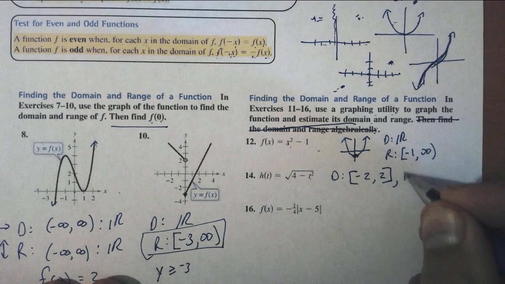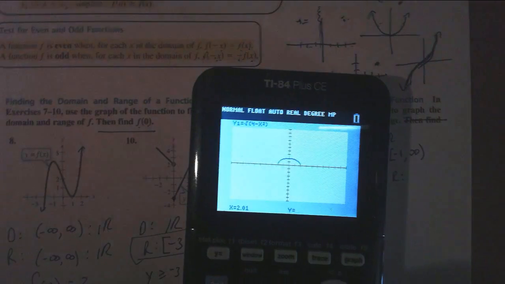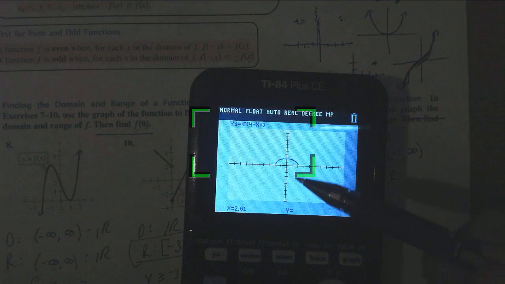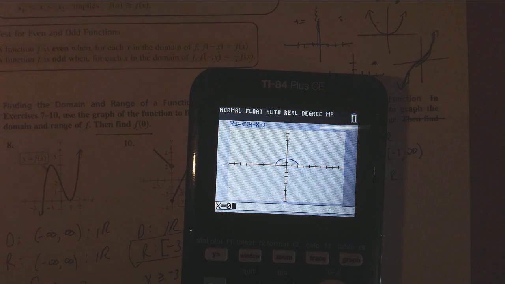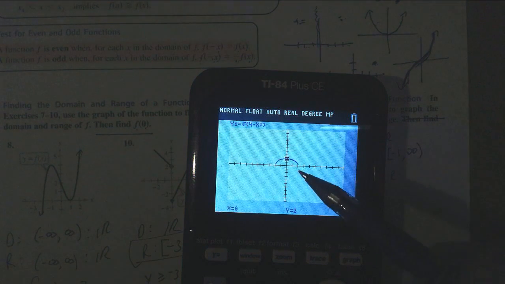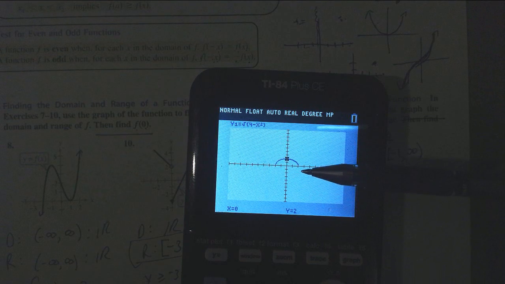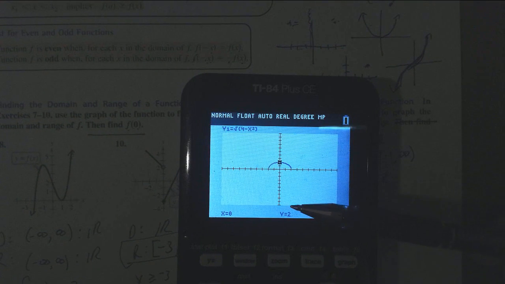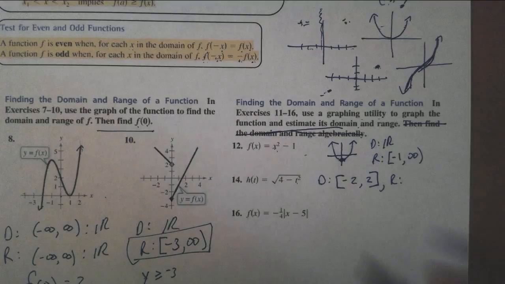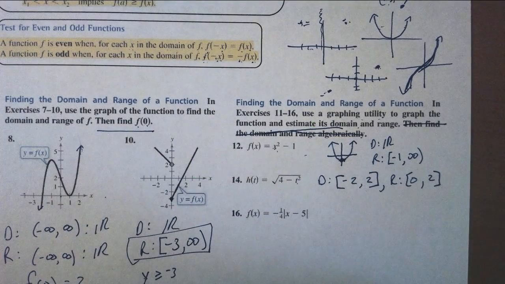I'll go range. The range on it appears like it goes up to 2, and it would be at 0. I'm going to put in 0 and see where we're at. Yep, we're up at 2. So this graph doesn't appear to exist until I get to 0, and then exists up to 2. Remember, range, we scan from bottom to top, 0 to 2, and it includes both of those in the range.